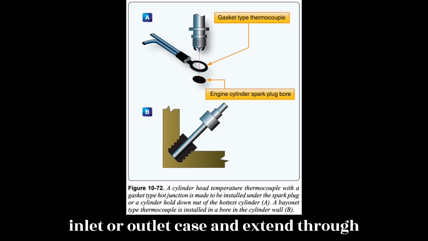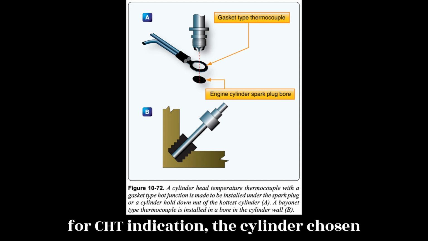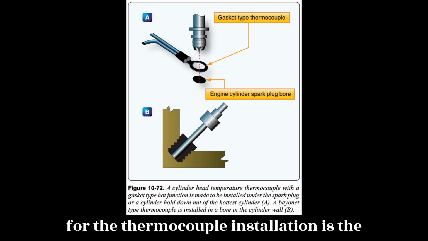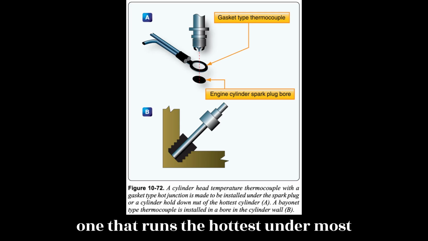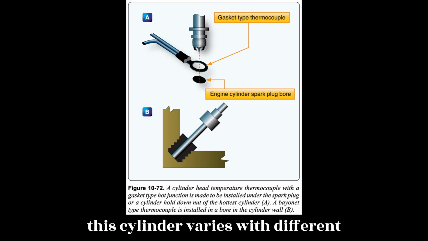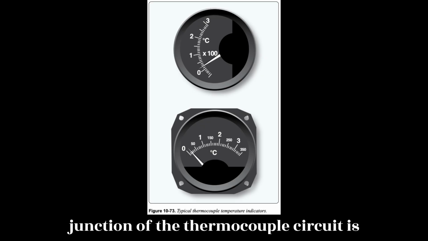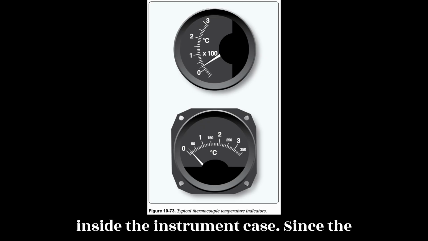Note that for CHT indication, the cylinder chosen for the thermocouple installation is the one that runs the hottest under most operating conditions. The location of this cylinder varies with different engines. Figure 10.72. The cold junction of the thermocouple circuit is inside the instrument case.